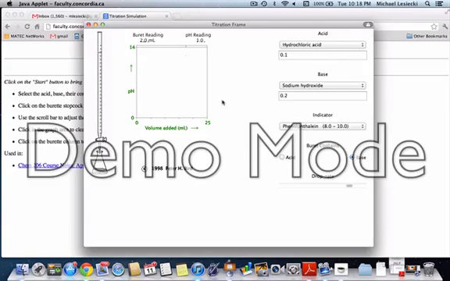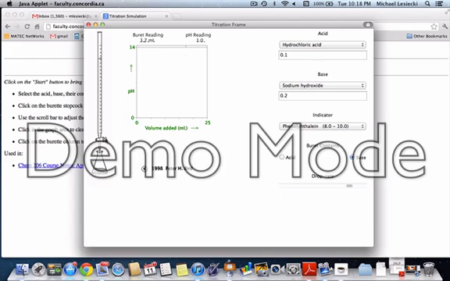This is a brief simulation for demo purposes of a titration simulator. I have hydrochloric acid, sodium hydroxide, a strong acid and a strong base, an indicator solution, and I can measure the pH in the flask. Here I set the volume of sodium hydroxide in the burette.